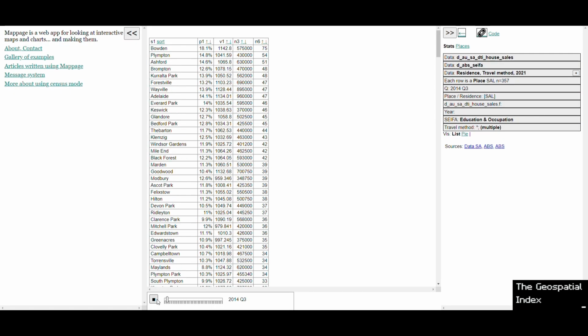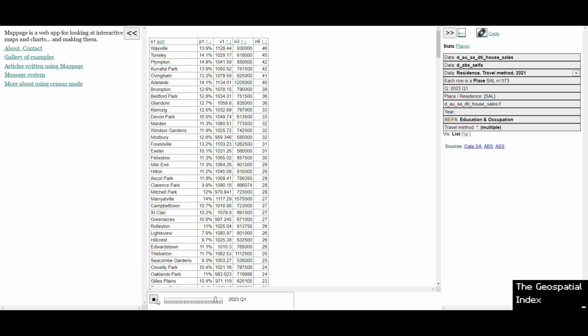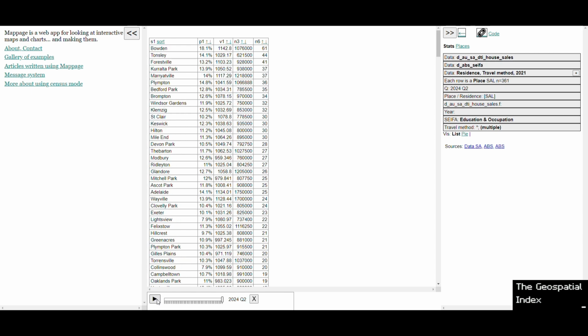Here's an animation of my housing utility index, a combination of educational attainment, use of public transport to get to work, and minimizing median house prices. This animation showed that Bowden stays at the top from 2014 to 2024, finishing up with a combined score of 61. There's only 3 above 40: Forestville, Tonsley and Bowden.